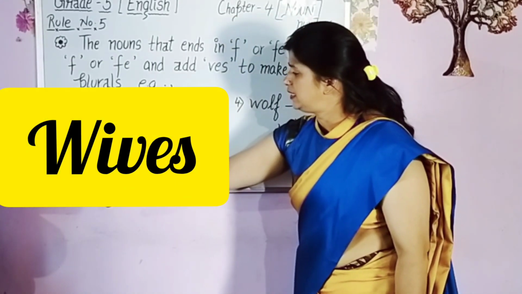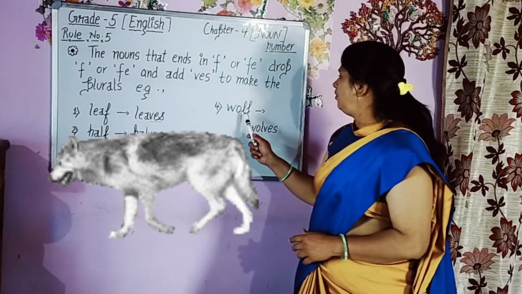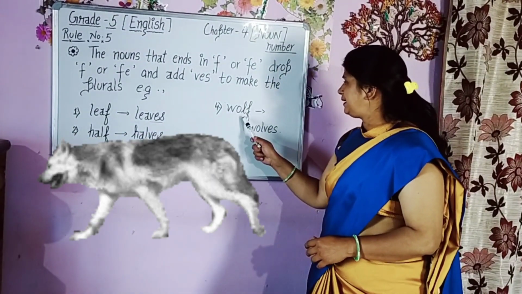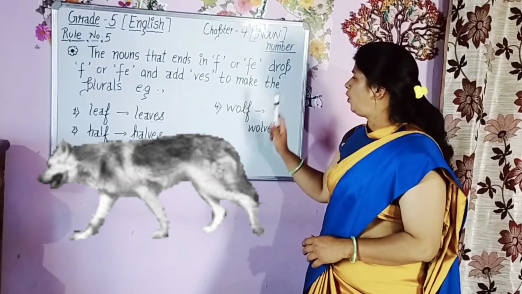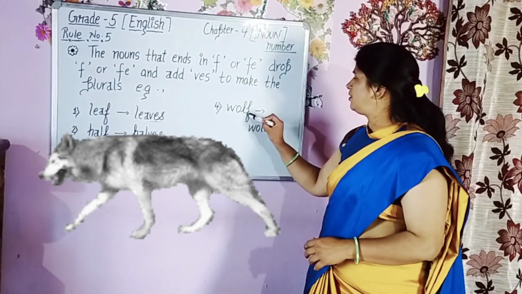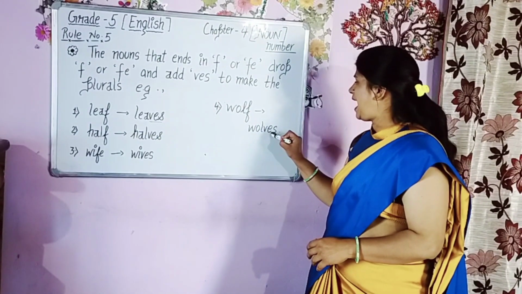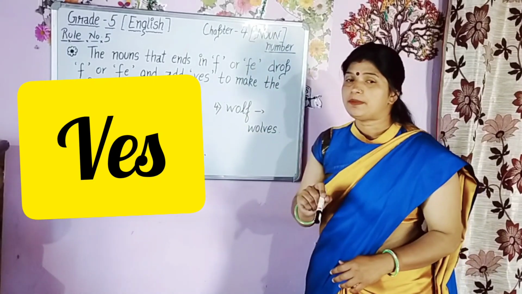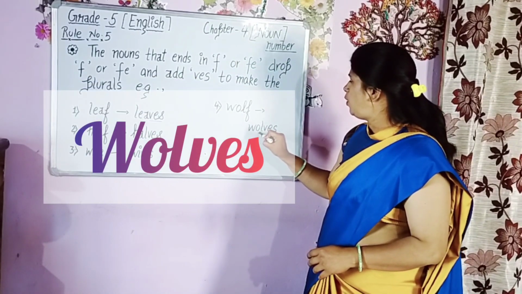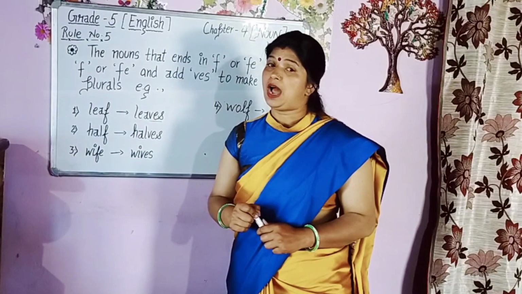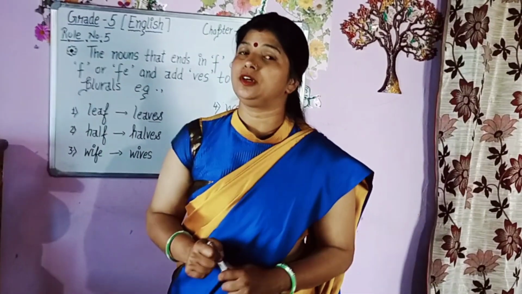WIVES. Wife means patni. Wives means patniya, bahut saare. Okay. So the fourth one is wolf. It is ending with F. So what we will do? Again we will remove this F and we will add VES. So it will become wolves. WOLVES. So I hope, dear students, you have understood.